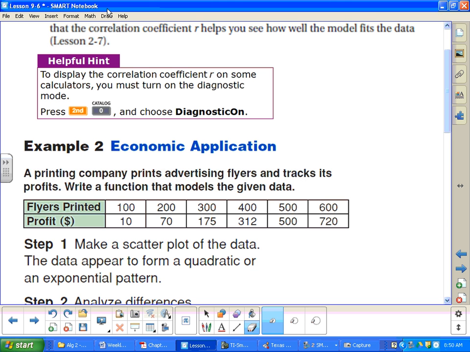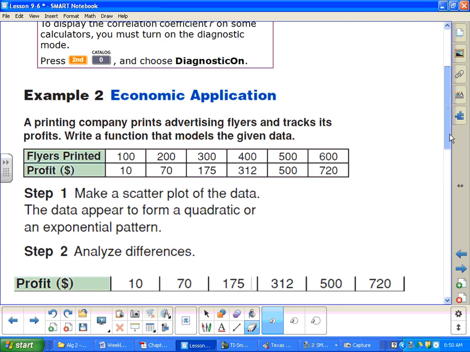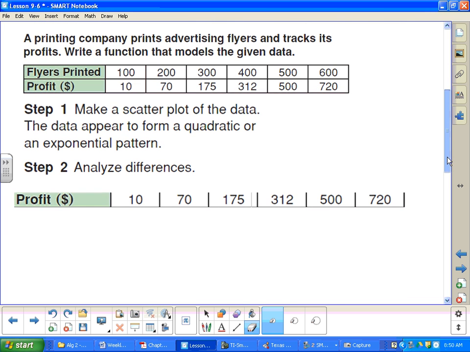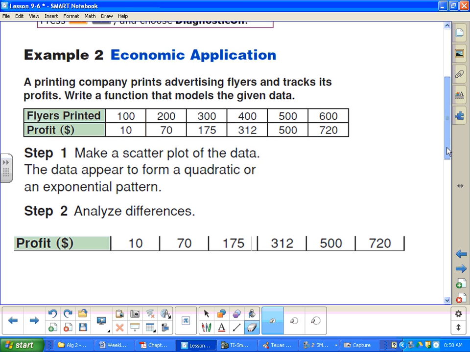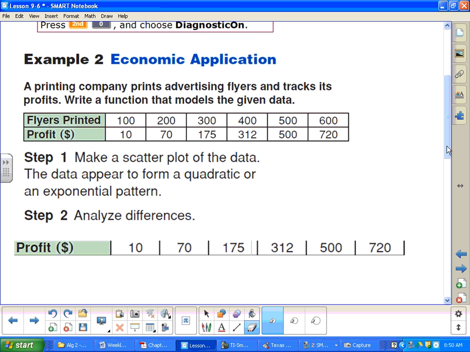So we're going to go back through the process of how to use our calculator to do this. The first thing they want us to do is, we have a company that prints advertising flyers and tracks its profits. They want us to write a function that models the given data. So the first thing we're going to do with this data is put it into our calculator and make a scatter plot. From that scatter plot, we can make an estimate of what we think it might look like.